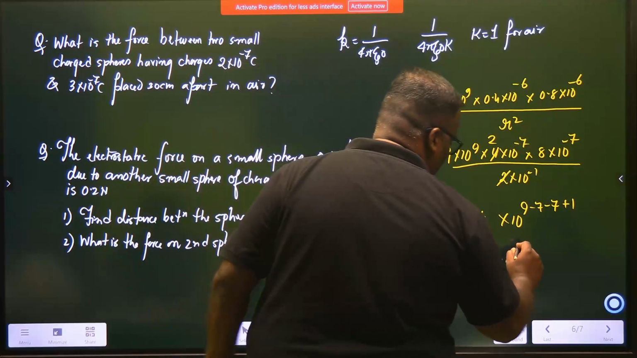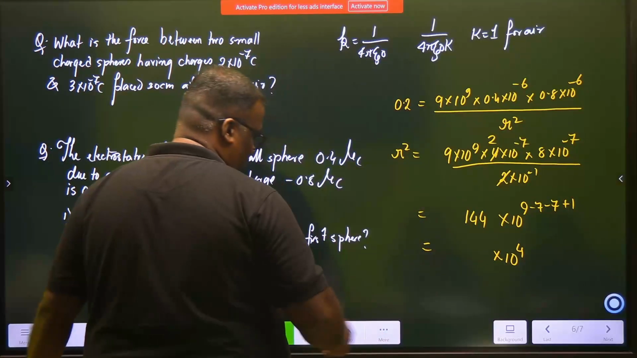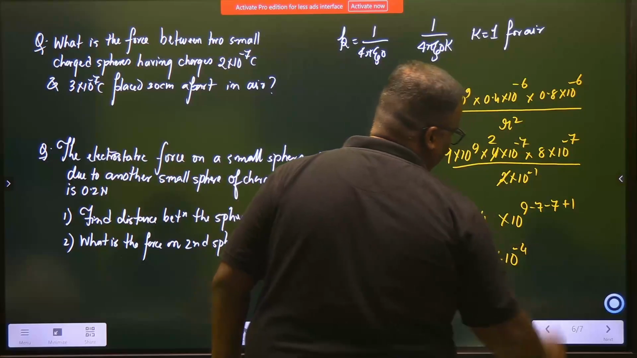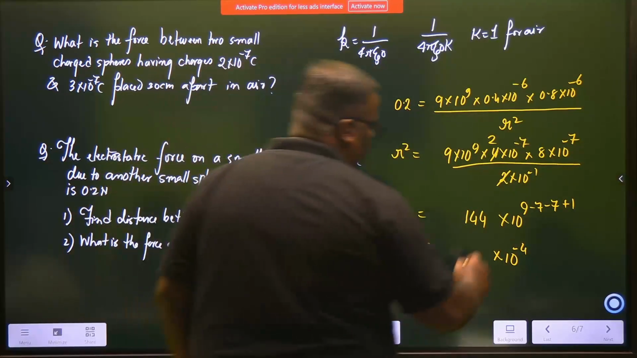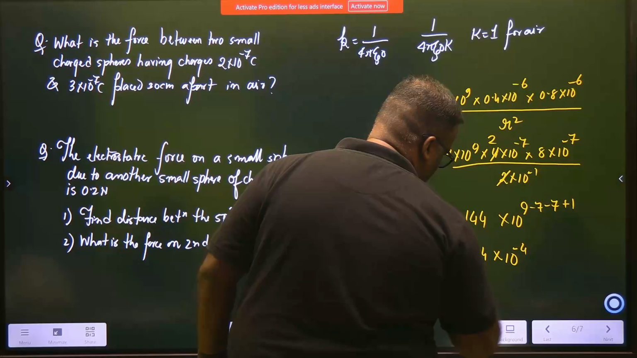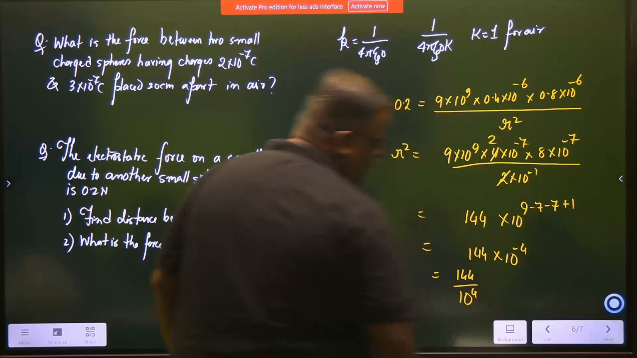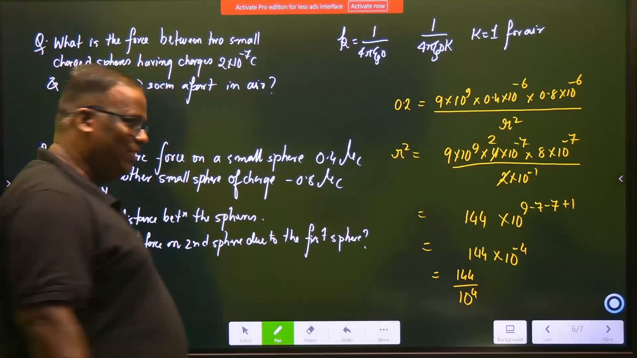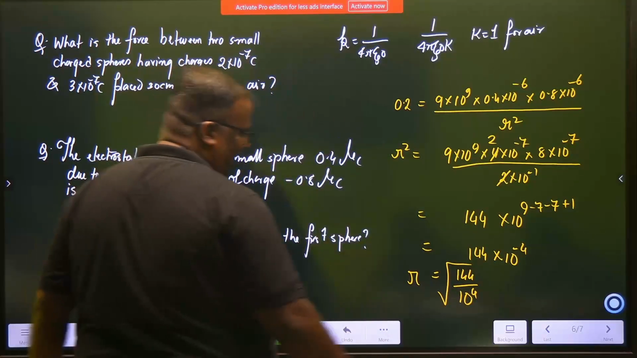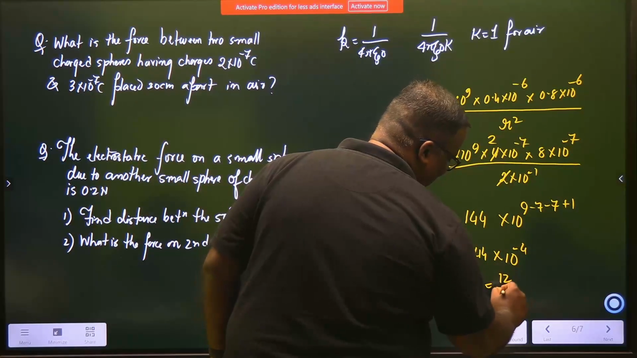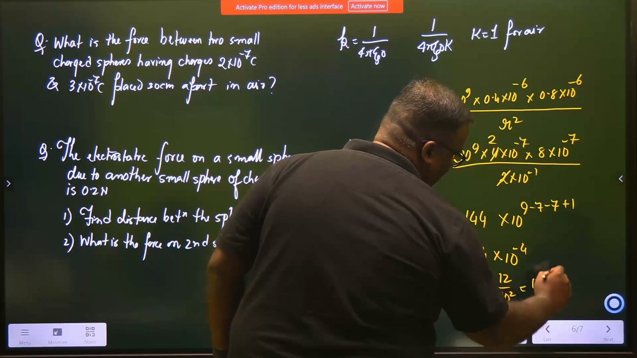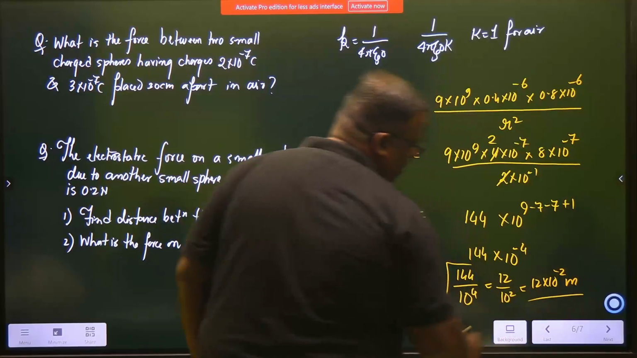Not minus 4, plus 4. Or minus 4. Minus 4. Sorry, this is minus 4. Agreed? And this is 144. If you are still having doubt with roots, let's go back to grade 10, grade 8, then it is something like this. Baby steps. So R is equal to root of this whole thing, which is 12 and 10 to the power minus 2, which is 12 into 10 to the power minus 2 meters.